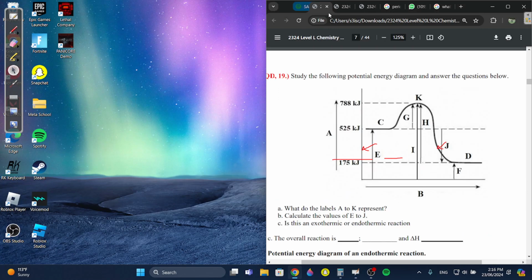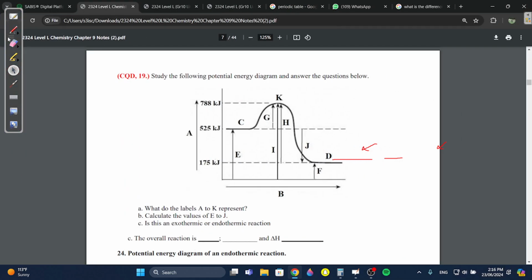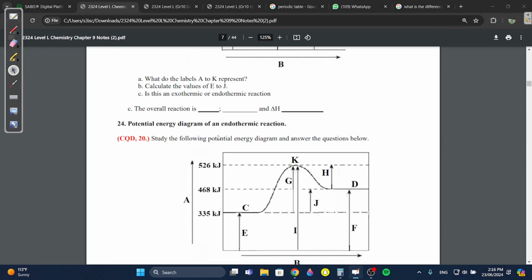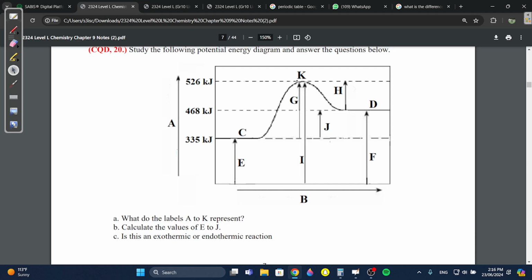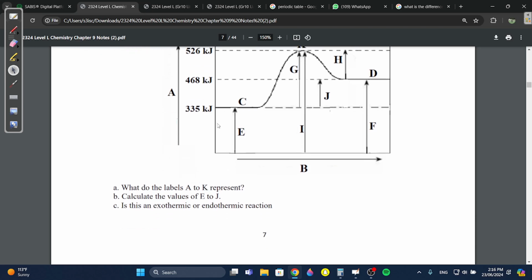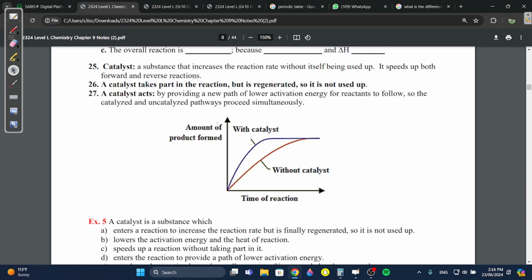Let me take this back, hold up, maximize. Okay, question 20. Study the following potential energy diagram and answer. I'm going to skip this because it's the exact same thing. Now, the catalyst.